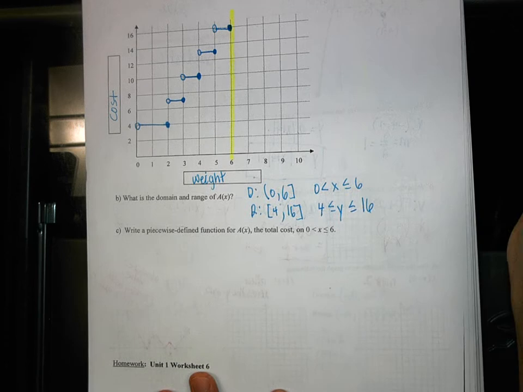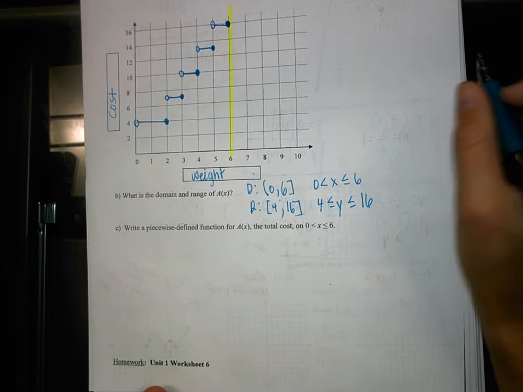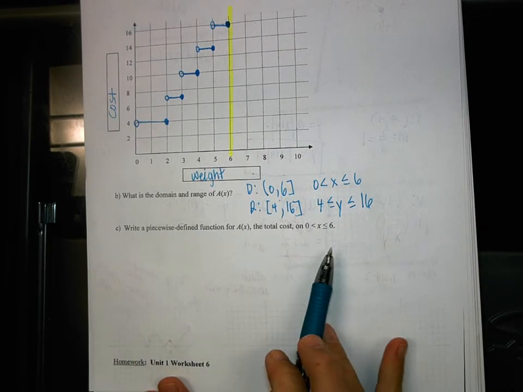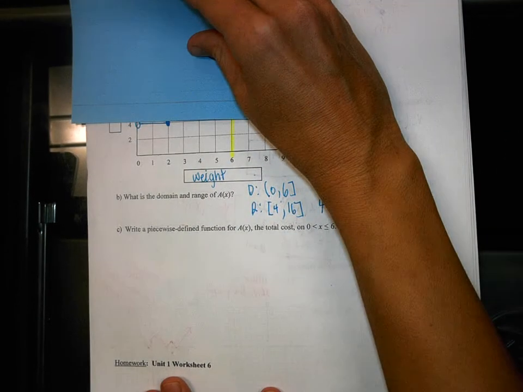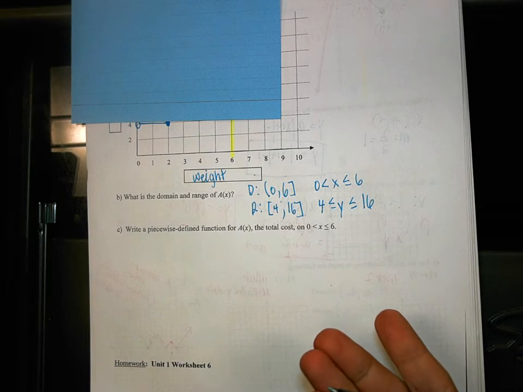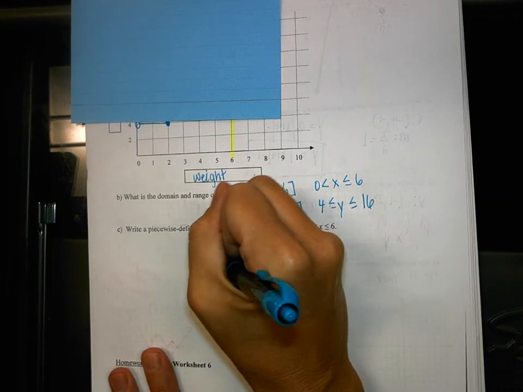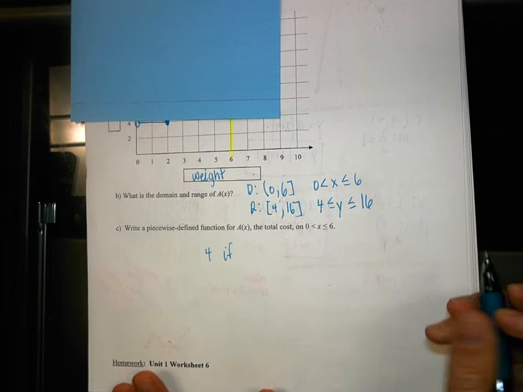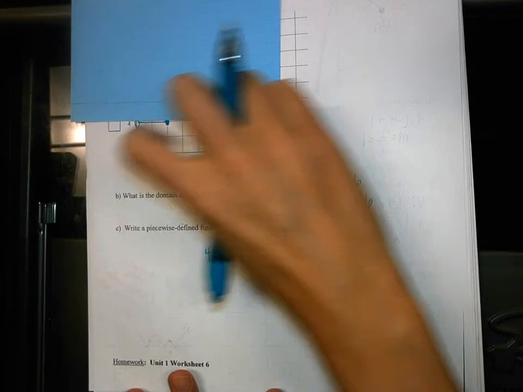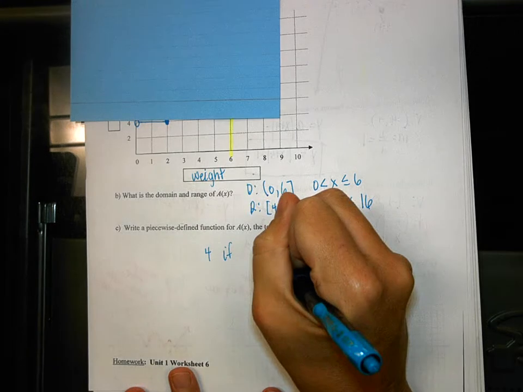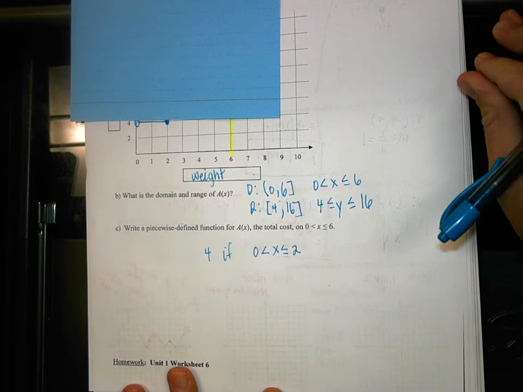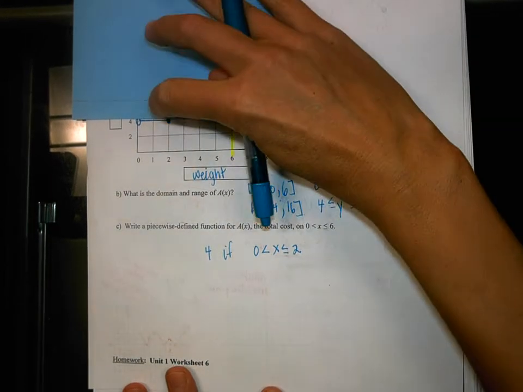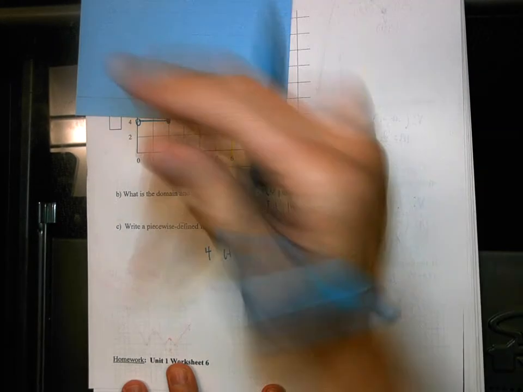For time's sake here real quick, they want us to write the piecewise function for this. How do you write a straight line? It normally would be, this would be like y equals 4. Do you guys agree? So this would be 4 if, and then you would write the domain of that value. 0 is less than x is less than or equal to 2. Okay, that's like the y equals 4. And we're going to end up out here, it would be your a of x.